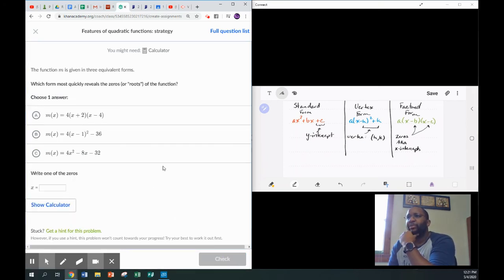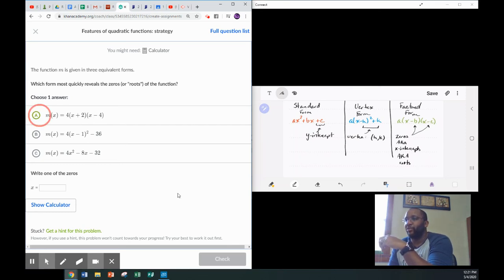Which form most quickly reveals the zeros or roots of the function? So actually, I might as well add that in here. Zeros, aka x-intercepts, aka roots of a function. So we want the one that looks like someone's already done the factoring for us. That would be A right up here.